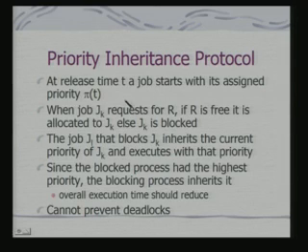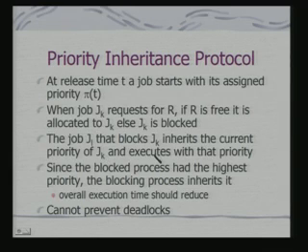In priority inheritance protocol, what happens is when a job JK requests a resource R, if R is free, it is allocated to JK, else JK is blocked. Now, this step is standard, which happens under normal conditions, but something additional happens in the case of priority inheritance protocol. The job JL, which is blocking JK, now inherits the priority of JK and executes with that priority.